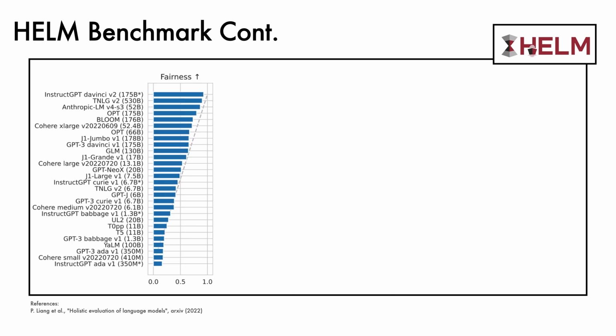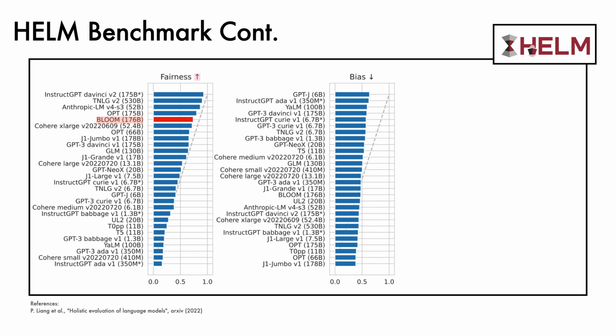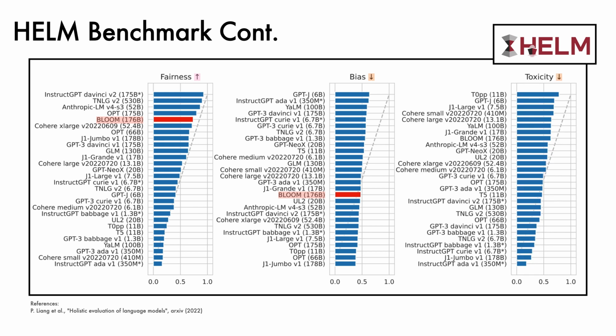On fairness, where higher is better, Bloom is above average. On bias, where lower is better, Bloom is roughly average. Finally, on toxicity, where lower is better, Bloom is more toxic than average.